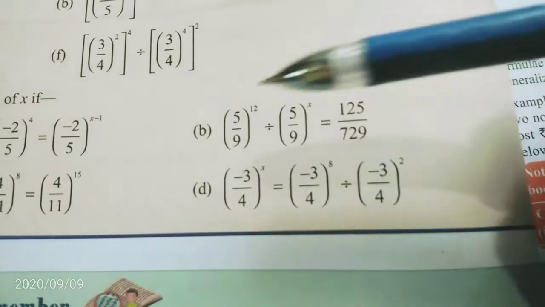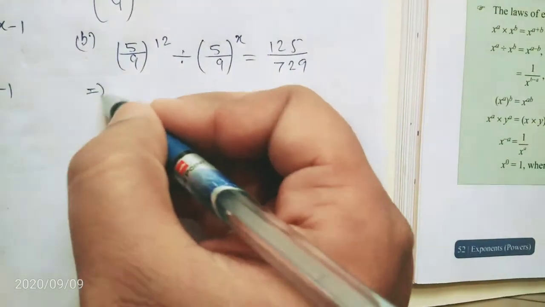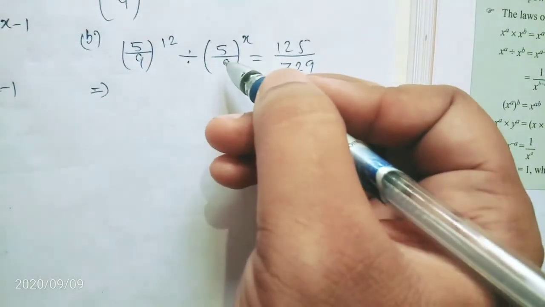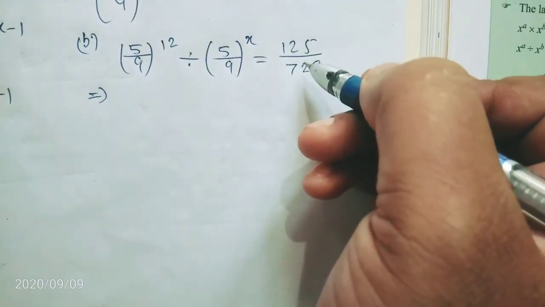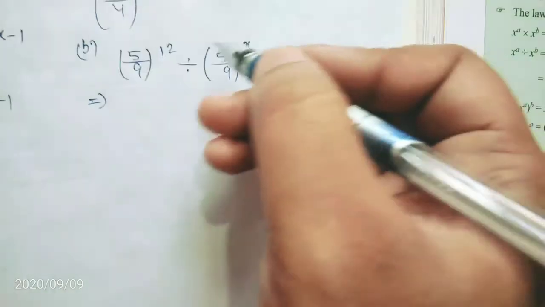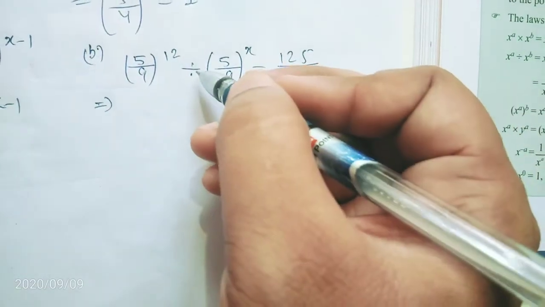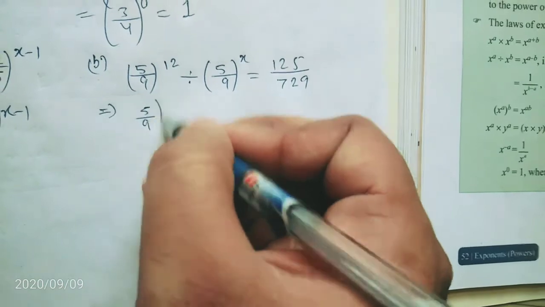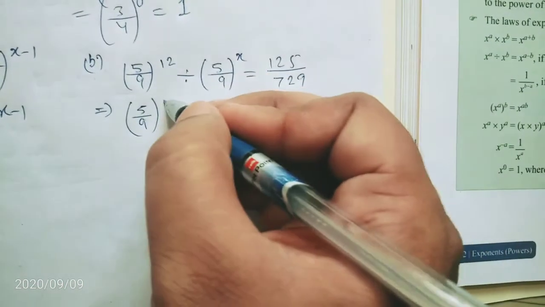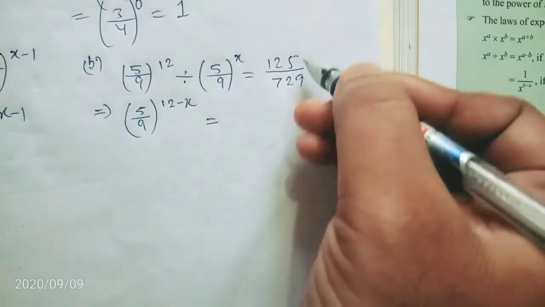Now see question number B. So here 5 by 9, the base is the same, but here it is having a different fraction. First of all, do this operation. The bases are same and they are in divide form. That means the powers will be subtracted. So 5 by 9 to the power 12 minus x. Now write down this 125 by 729.